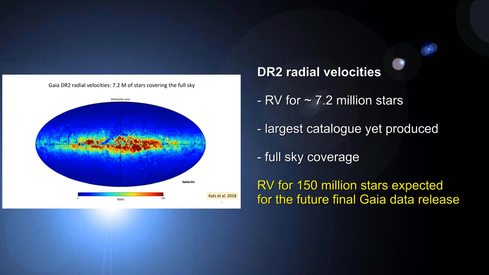The magnitude cut has been applied primarily because, with only 22 months of data in DR2, there are insufficient focal plane transits to determine reliable radial velocities for the fainter stars. The faint star spectra have low signal to noise, and we need to combine many spectra in order to obtain a good radial velocity.